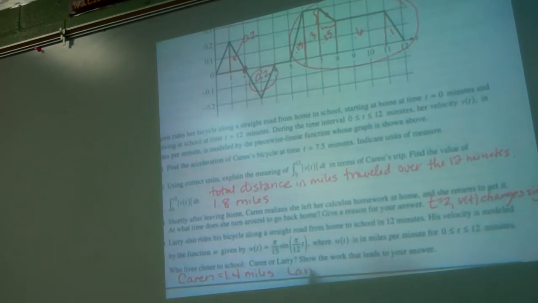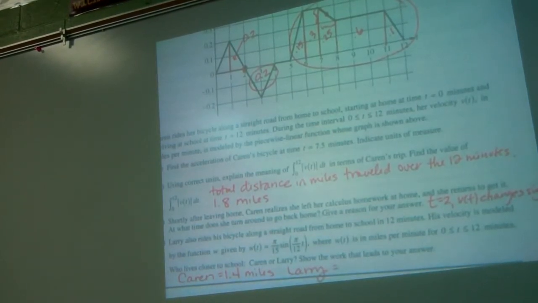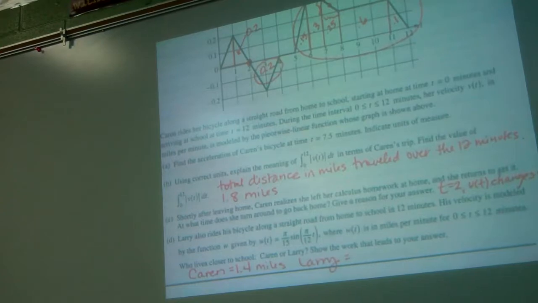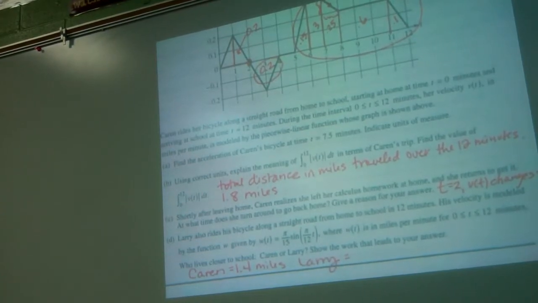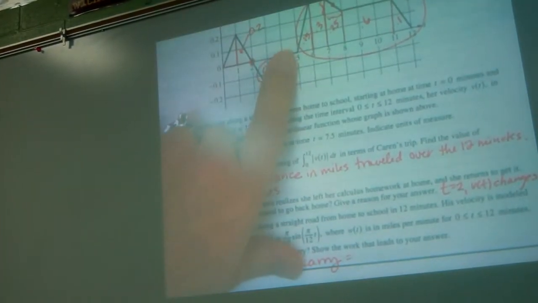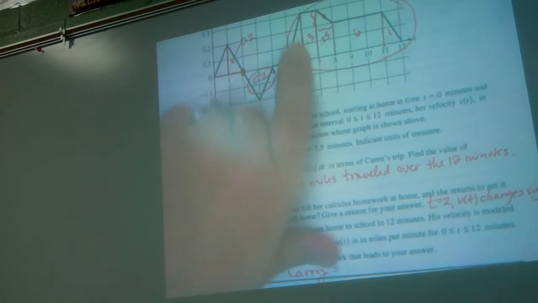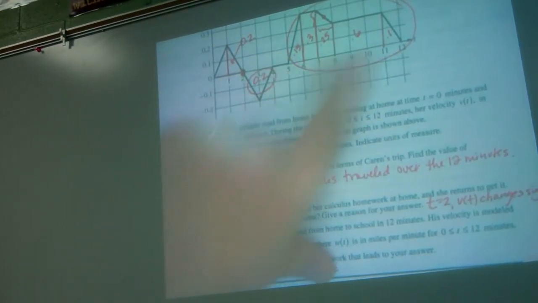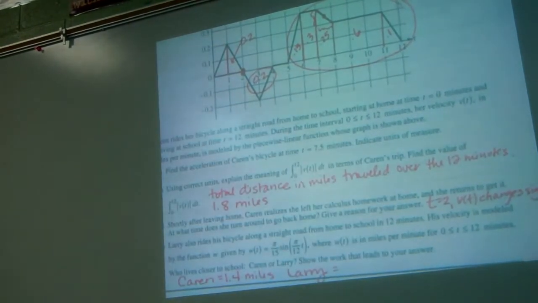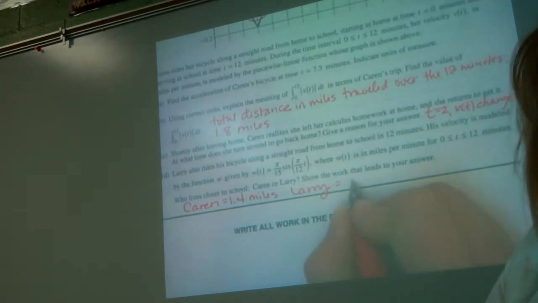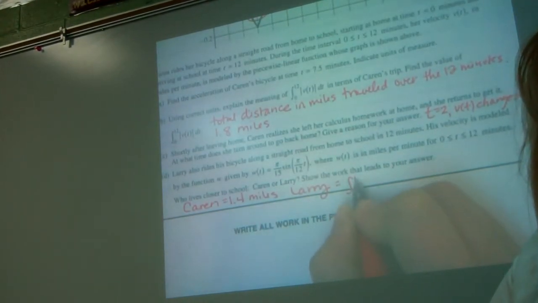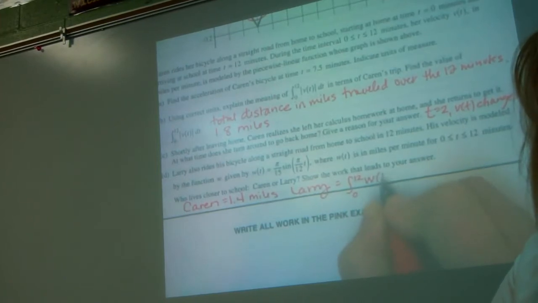And then for Larry, to figure out how far he lives from school, we're going to do the same idea that we did with Karen, but we have an equation instead of a graph. So what we did with Karen was we integrated from 5 to 12. It actually only takes her 7 minutes to get to school. But we integrated from 5 to 12. When we find area, that's what we're doing. We're integrating. So we're going to integrate from 0 to 12 Larry's velocity function.